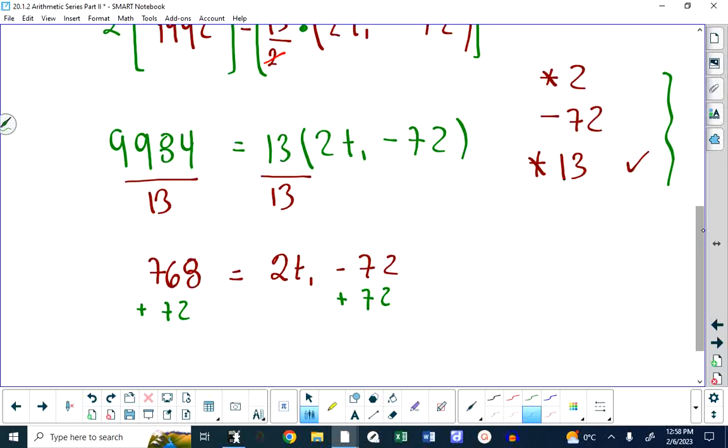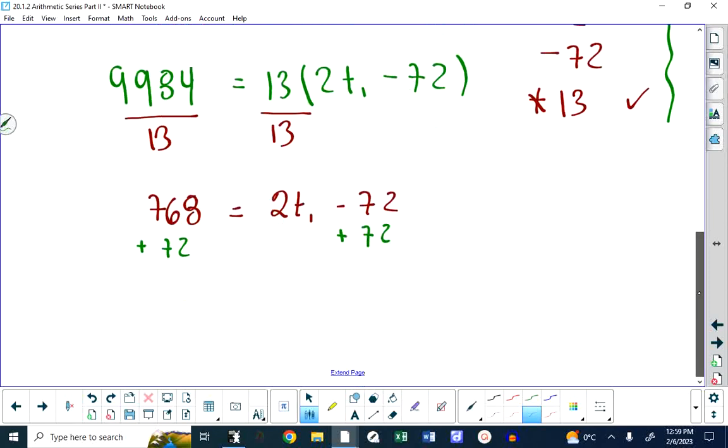I'm trying to explain to you that as the equations get more complicated, sometimes you might have to resort to this analogy, remembering that the first thing that happened to your unknown is the last thing you take care of in unwrapping it. So now what do we get? We get 840. Is 840 correct? Okay. Equal, now we're in familiar territory. Now I can divide both sides by 2 and I get T1 equals 420. So the first term is 420.